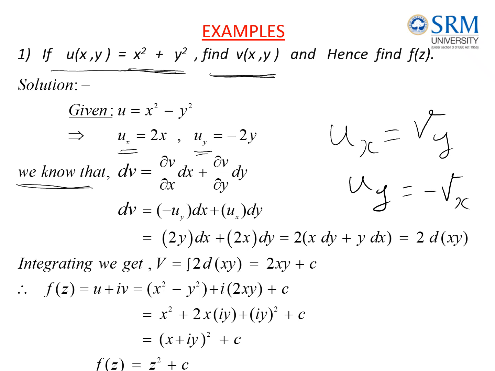So we can substitute vy as ux and vx as minus uy in this. The derivative of u with respect to y is available here, it is minus 2y. So minus of minus 2y will become plus 2y here. And here we need to substitute ux, which is 2x. Then you can take this 2 outside, which is common, and you can rewrite the previous statement as x dx plus y dy.